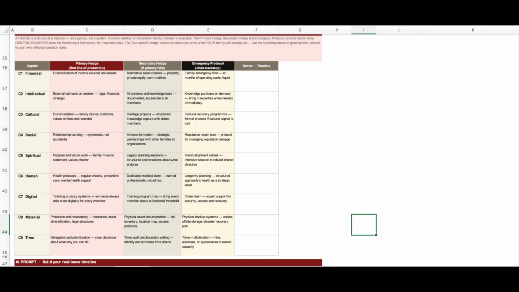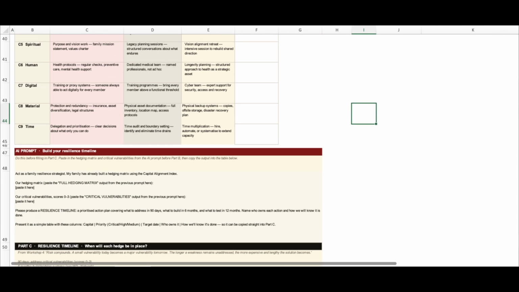Once you've completed your hedging matrix, you'll find the second AI prompt. Again, don't skip it. This prompt is designed to help you complete Part C, your resilience timeline. Using the hedging matrix you've just created, the AI will prioritize your actions, recommend what should happen within the next 90 days, what should be developed over the following 6 months, and what should be tested within 12 months. You'll then copy those recommendations into Part C before reviewing them together as a family. Think of this prompt as helping your family move from planning to implementation.